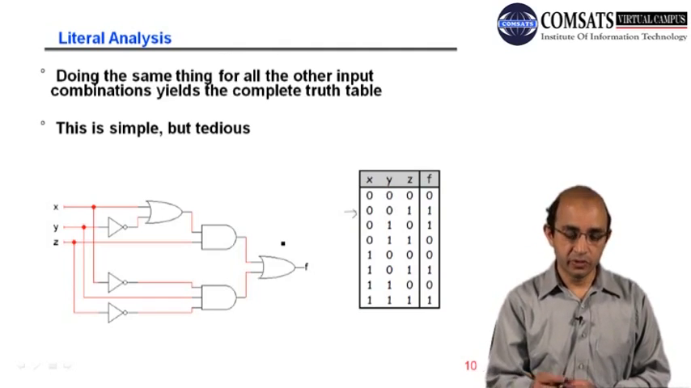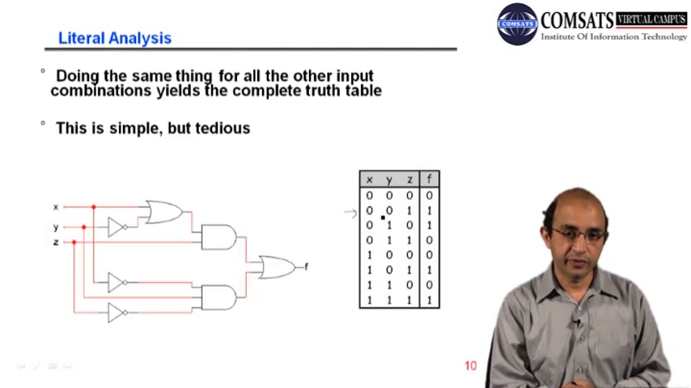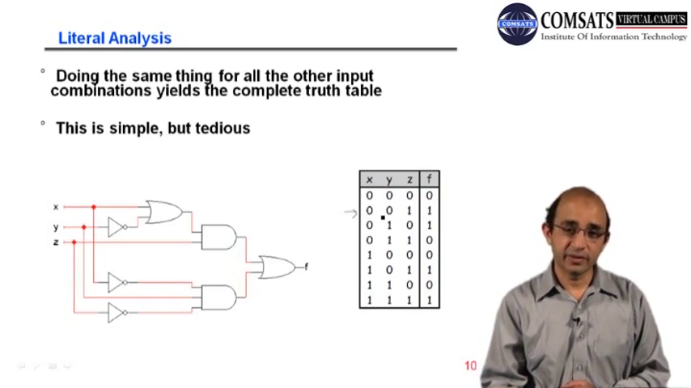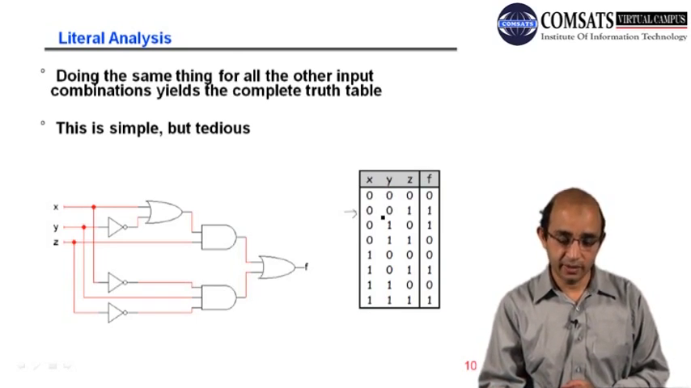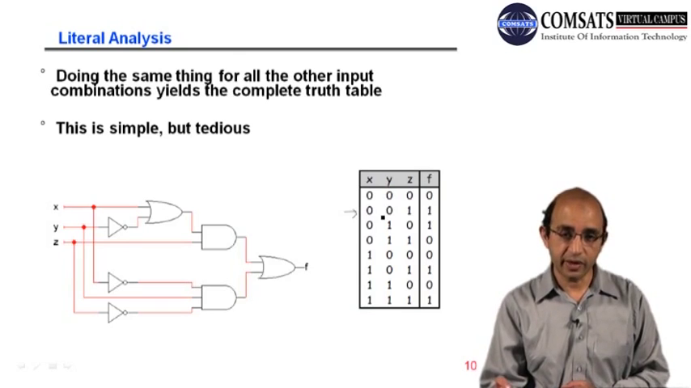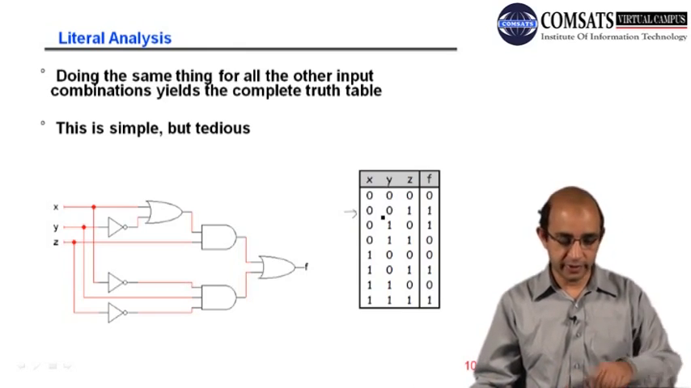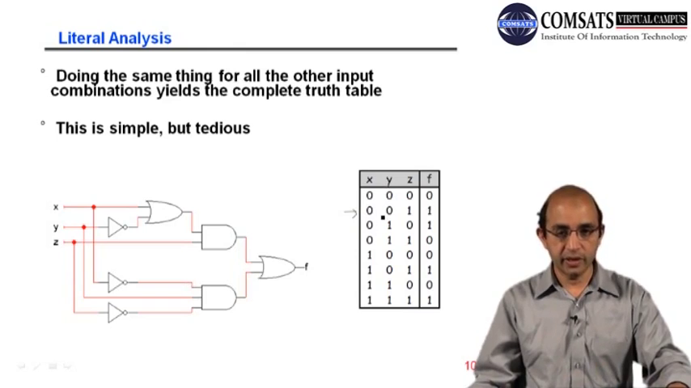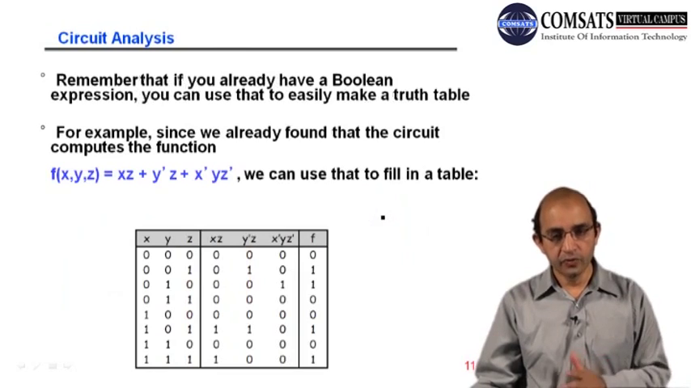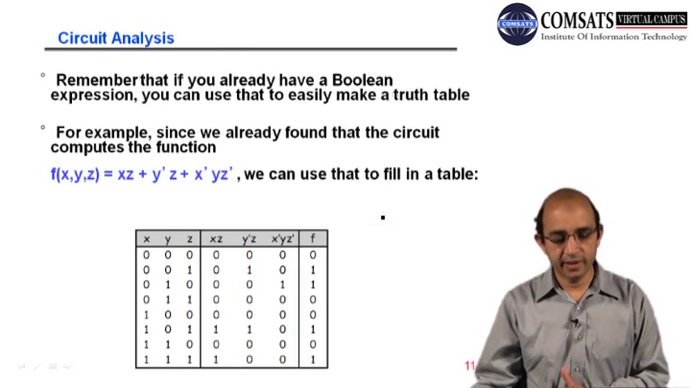For example, for 2 raised to power 5, we have different combinations for 5 different variables. So this is a sort of tedious and tiring task. You have to apply all those combinations and then compute the behavior of the circuit. So as we increase the number of variables, this process is not favorable. Then we can also have a circuit analysis.